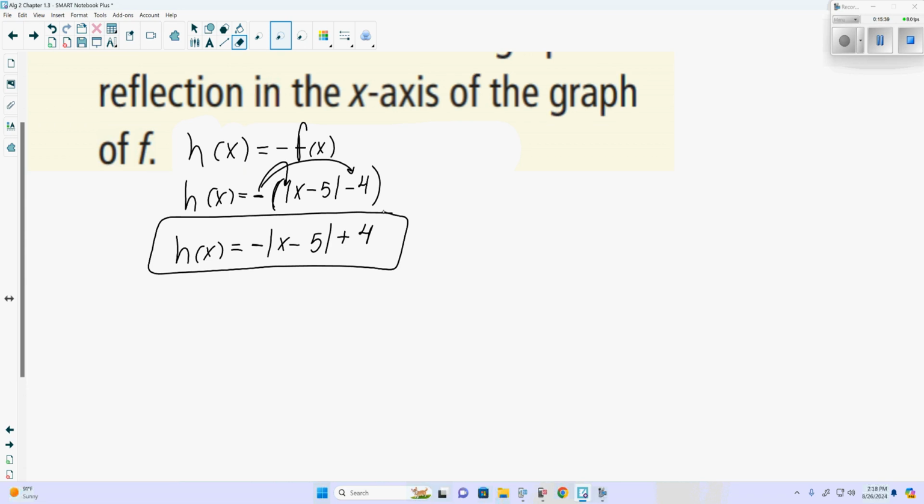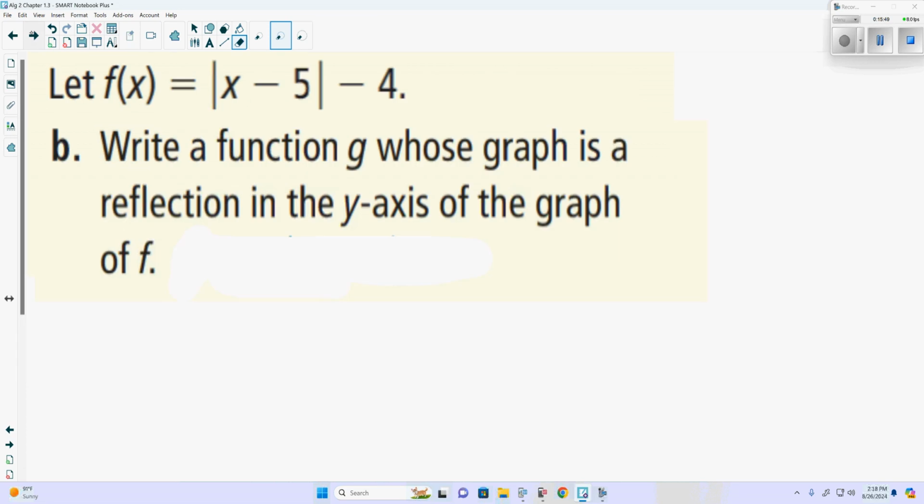Questions on this here? Do we feel good with these here? Let's look at one more of these reflections and then we'll move on to stretch and shrink. Question? Write a function g whose graph is a reflection in the y-axis of the graph of f.